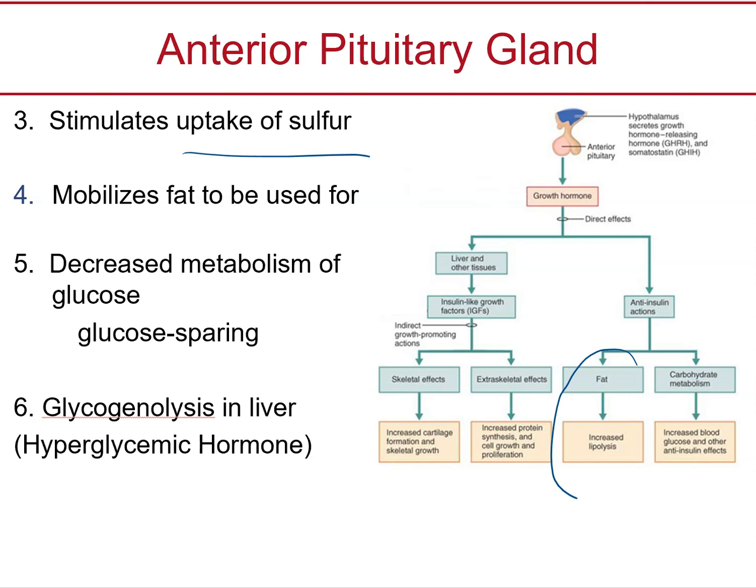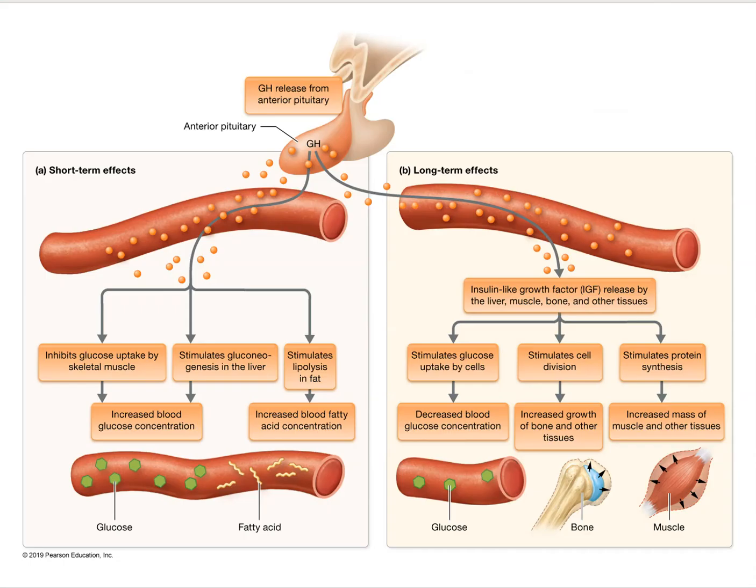It mobilizes fat, so it breaks down fat, right? So you burn fat for energy. It slows down using glucose. It's called glucose sparing, so it saves the glucose for your neurons. Remember, neurons need glucose all the time. And it also does glycogenolysis. It breaks down glycogen into glucose. So it's a hyperglycemic hormone. It tries to maintain your blood glucose levels. So it's an awesome hormone, right? You're going to build muscle and you're going to burn fat, which is one reason why it's probably abused, right? Growth hormone is abused a lot of times by athletes to try to get that competitive edge.